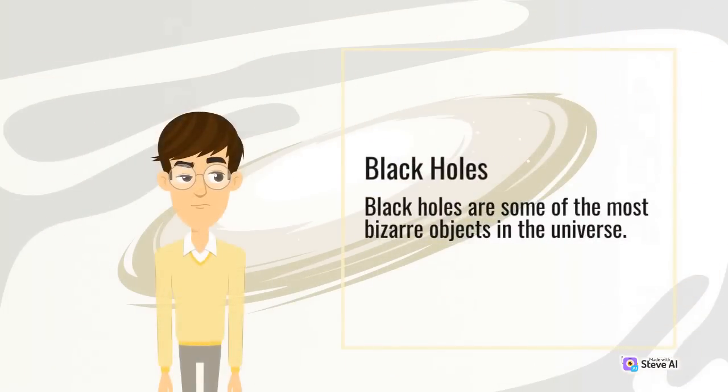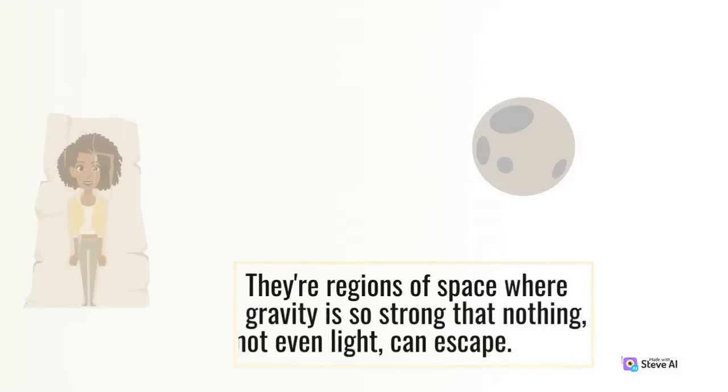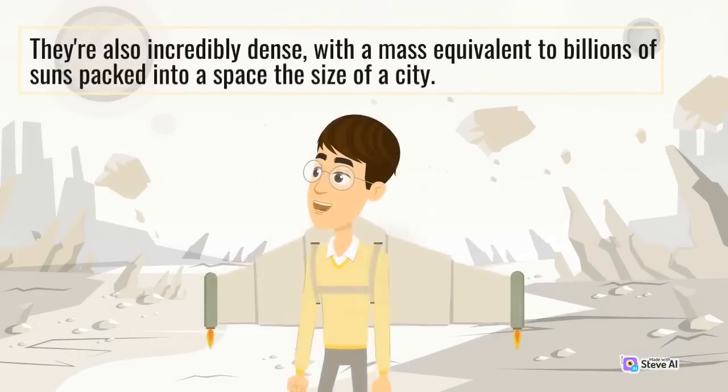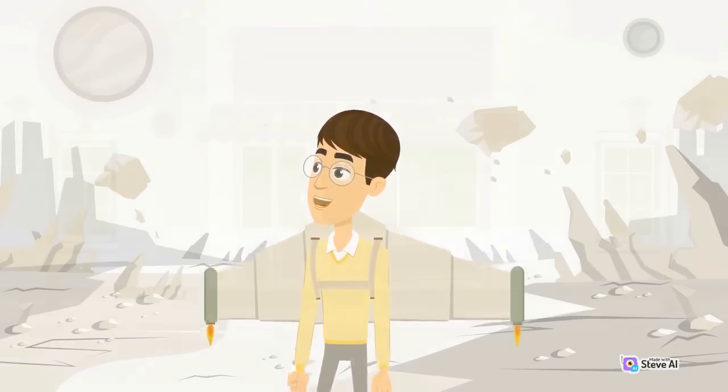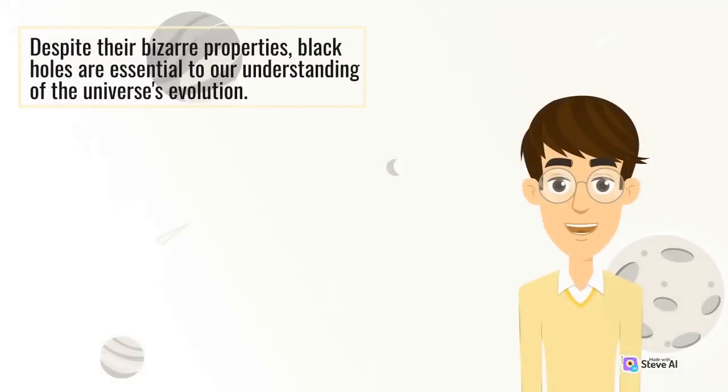Black holes. Black holes are some of the most bizarre objects in the universe. They're regions of space where gravity is so strong that nothing, not even light, can escape. They're also incredibly dense, with a mass equivalent to billions of suns packed into a space the size of a city. Despite their bizarre properties, black holes are essential to our understanding of the universe's evolution.